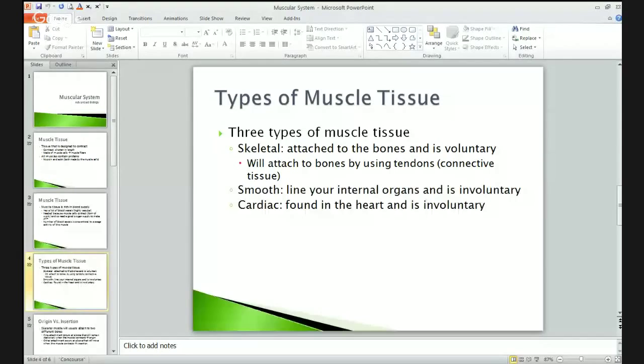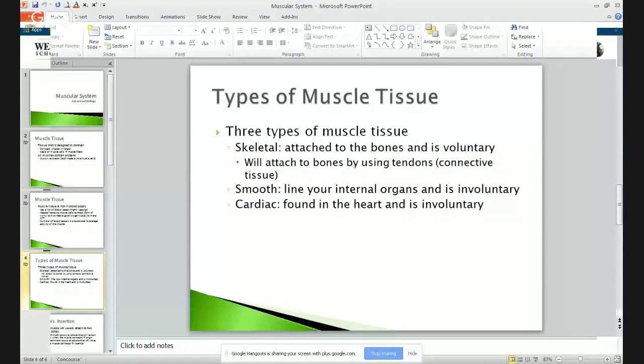We briefly talked about this before, but we'll go ahead and revisit it really quick. There's 3 types of muscle tissue. You've got your skeletal muscle tissue. This is attached to your bones, and you can control these muscles, so it's considered to be voluntary movement.